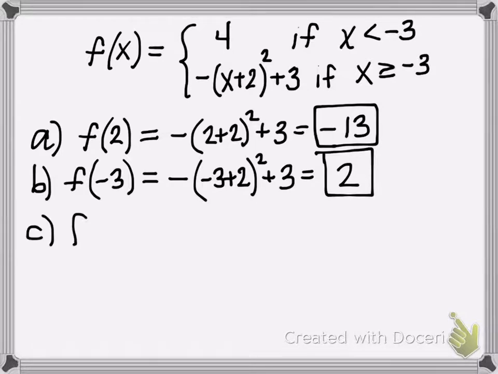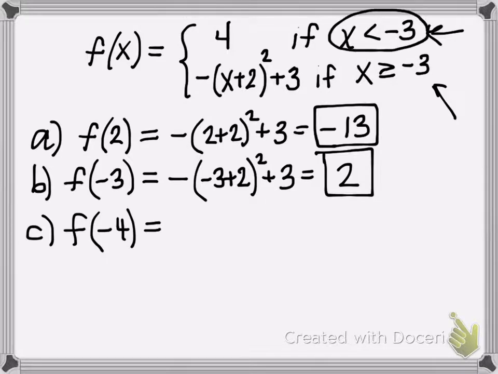And part C, f of negative 4. So x is equal to negative 4. So again, we're back here looking at my two pieces. Where does x equals negative 4 belong? And negative 4 this time is smaller than negative 3, so it belongs in my top piece.